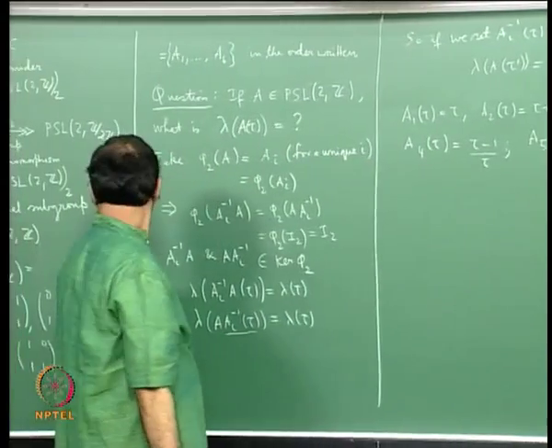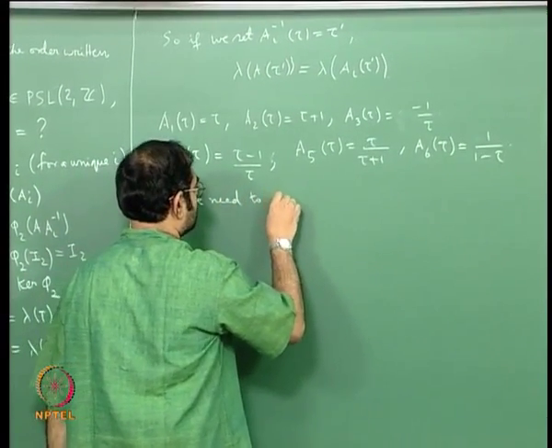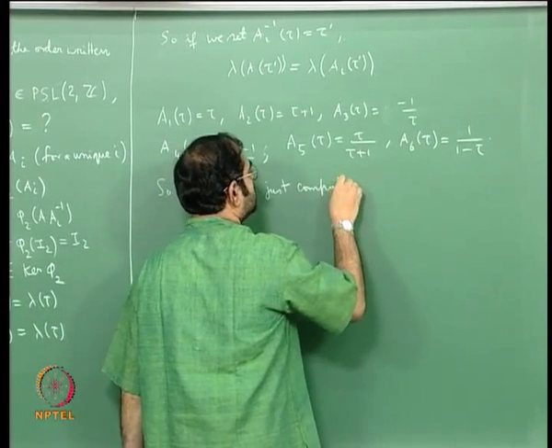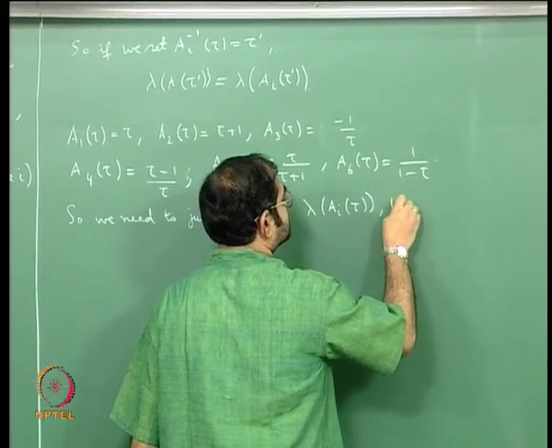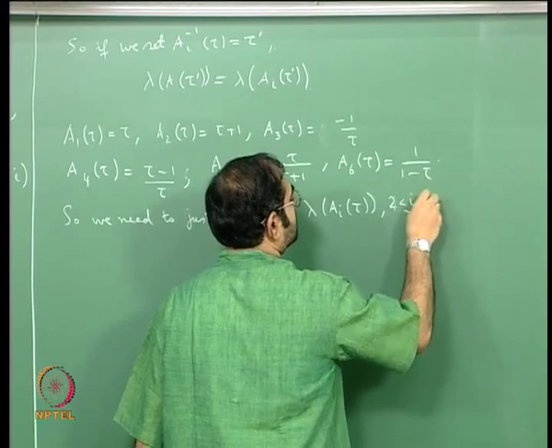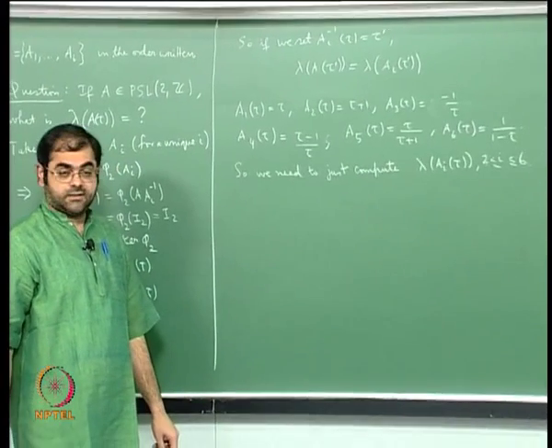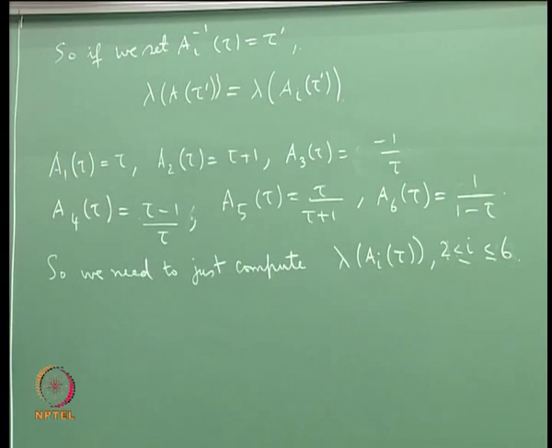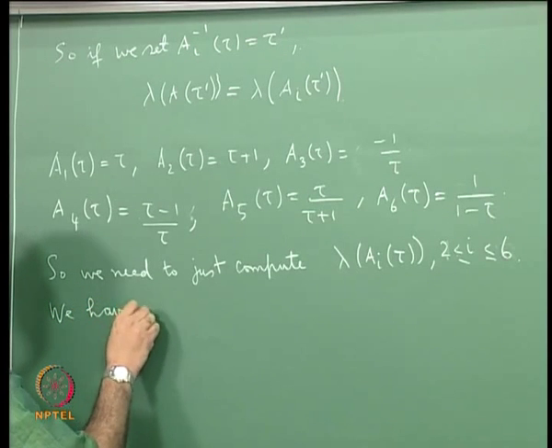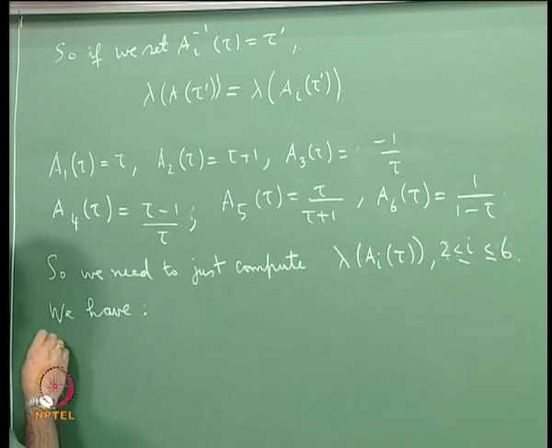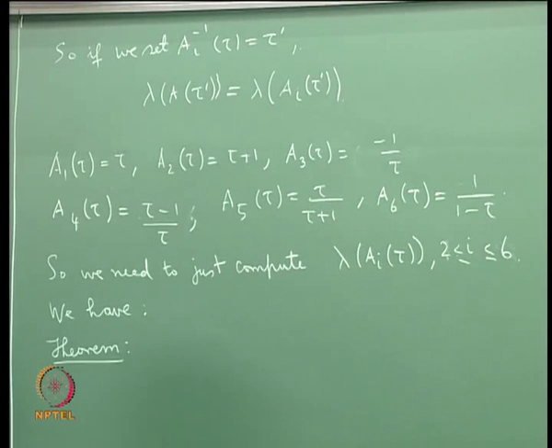So we need to just compute lambda of ai of tau for 2 less than or equal to i less than or equal to 6. You have to compute only these quantities. Now here is the theorem, so let me write this down.